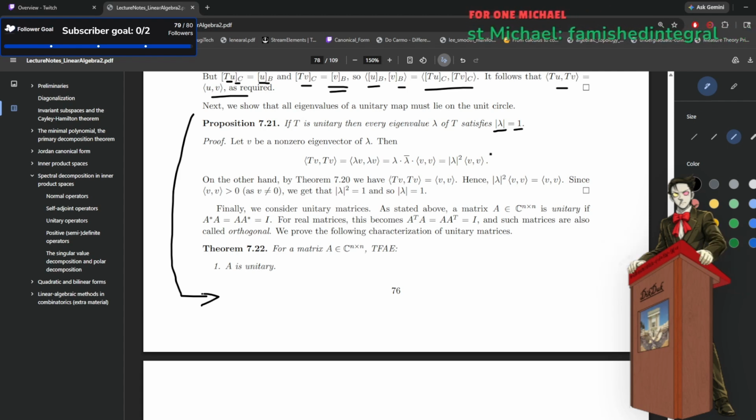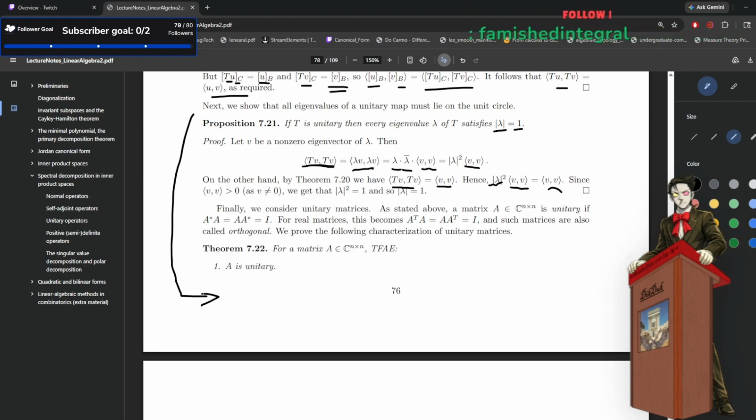Proof. Let v be a non-zero eigenvector of lambda. Then the inner product of Tv and Tv is lambda times the conjugate of lambda, which, if you remember, is just the absolute value of lambda squared, times the inner product of v and v, so we're just going to maintain that. On the other hand, by Theorem 7.20, which we covered recently, we have the inner product of Tv and Tv is equal to the inner product of v and v. Hence, the absolute value of lambda squared times the inner product of v and v is equal to the inner product of v and v, i.e. the absolute value of lambda squared has to equal 1.